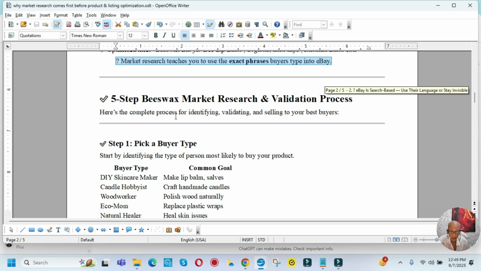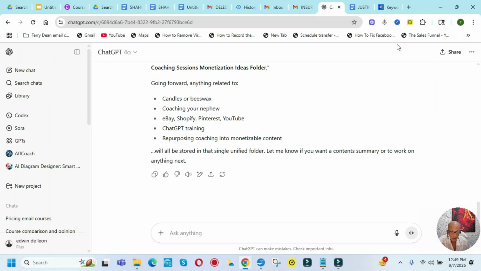So anyway, I'm not going to do anything else here because I'm going to send this document to my nephew. So now, I just want to show you how you can start to use ChatGPT to do research for you.